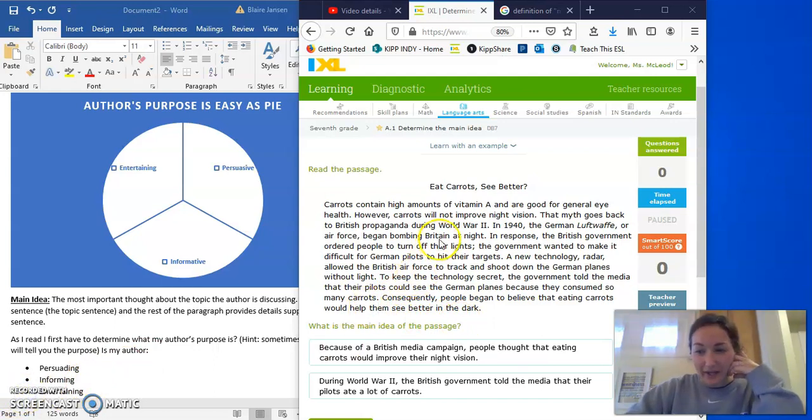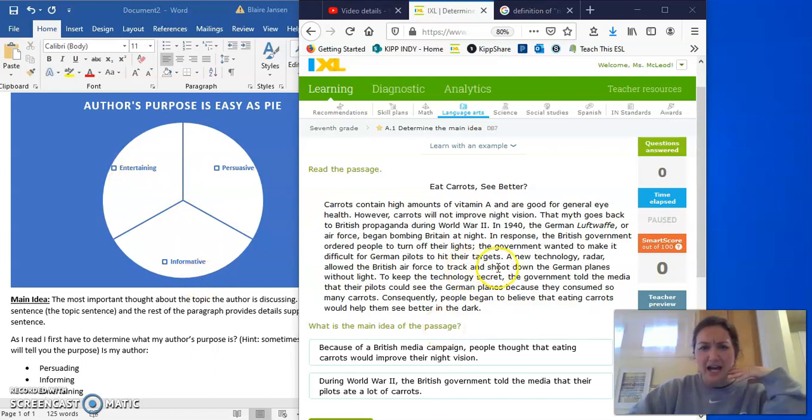Now, I know right away this is not an entertaining piece. It doesn't have any plot elements. It is telling a story, but nothing with rising action, climax, etc. It's just kind of talking about something. So I'm going to rule out entertaining. This is not an entertaining piece. I'm left with persuasive or informative.